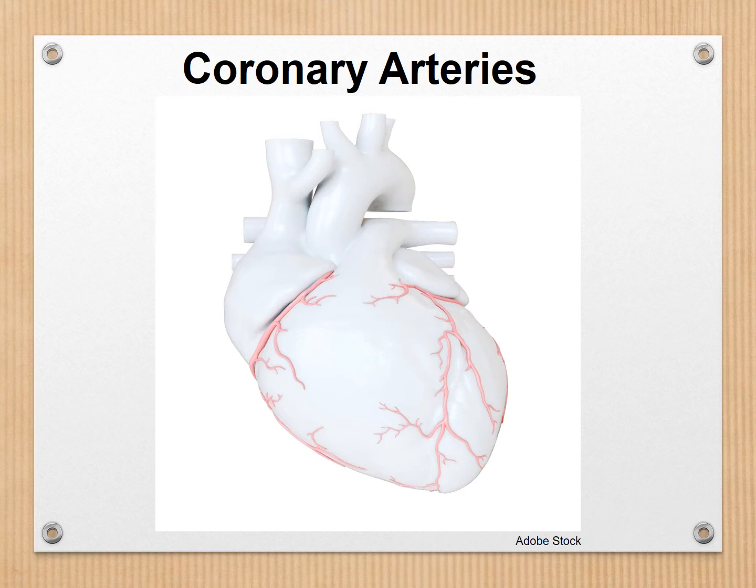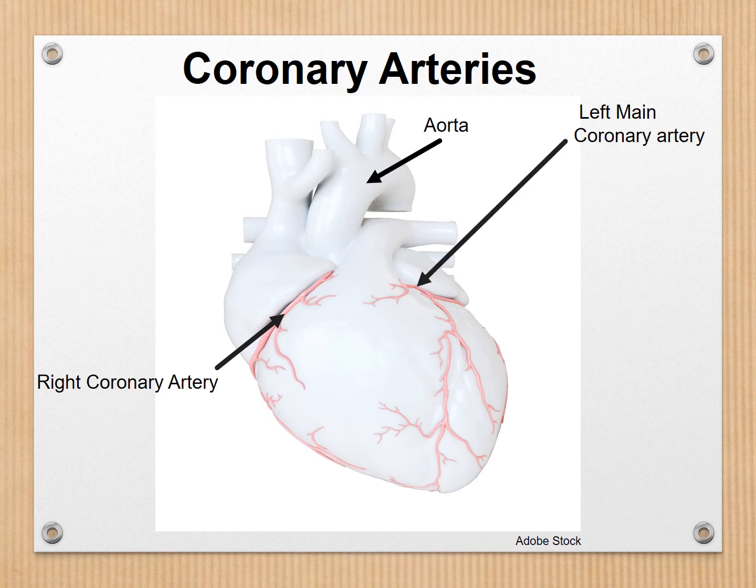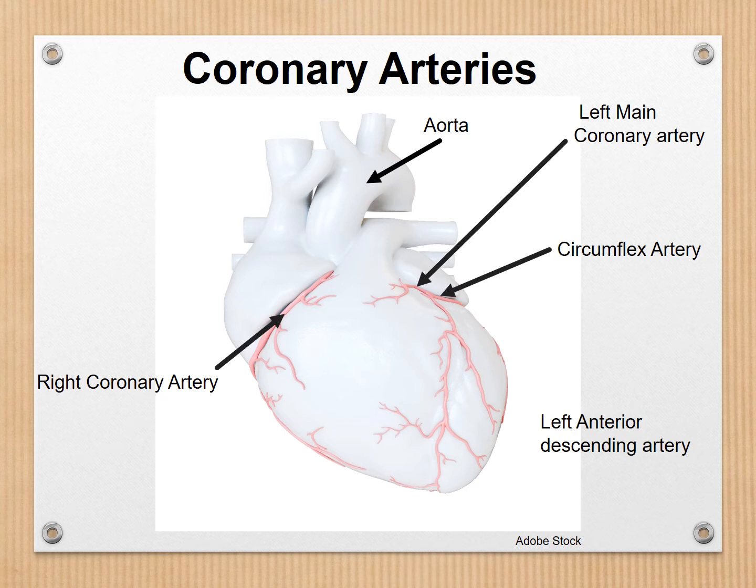This supply comes from the coronary arteries, which branch off from the main artery, called the aorta, as it leaves the heart. The coronary arteries spread across the outside of the heart, supplying it with blood. The right coronary artery supplies blood mainly to the right side of the heart. The right side of the heart is smaller because it only pumps blood to the lungs. The left main coronary artery branches off into the circumflex artery and the left anterior descending artery and supplies blood to the left side of the heart. These arteries are about the size of a small drinking straw.